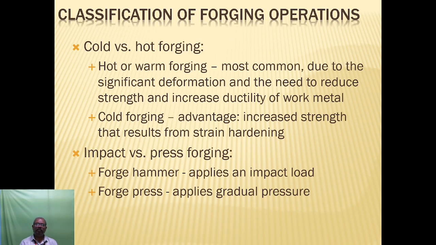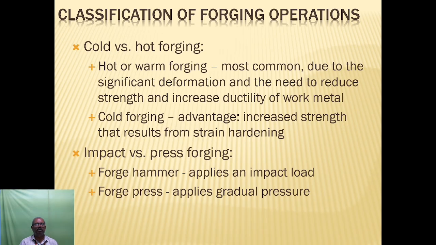The classification of forging operations: cold versus hot forging. Hot or warm forging is one category, cold forging is another category. Hot or warm forging is most common due to the significant deformation and the need to reduce strength and increase the ductility of the work metal. In cold forging, the advantage is increased strength that results from strain hardening. So these are the differences between cold forging and hot forging.